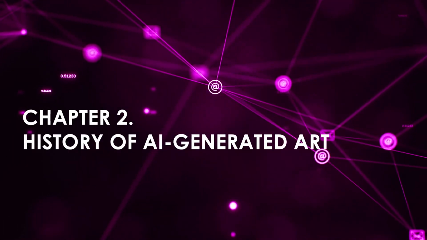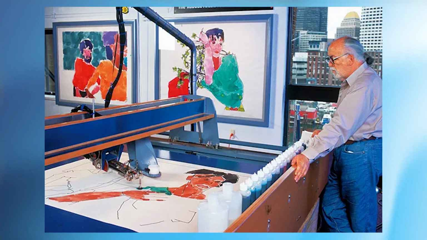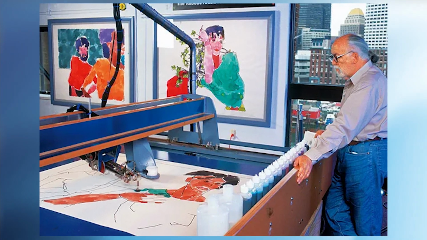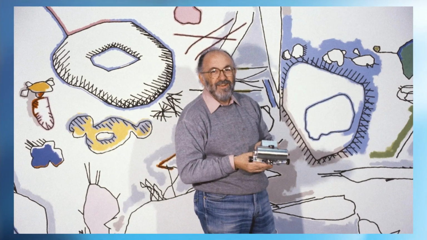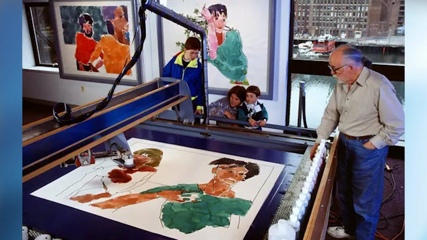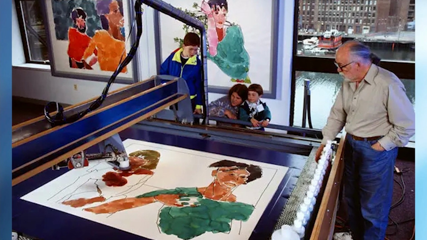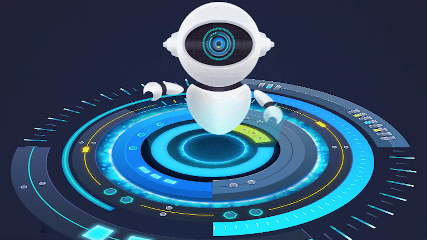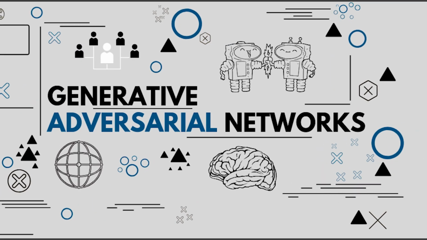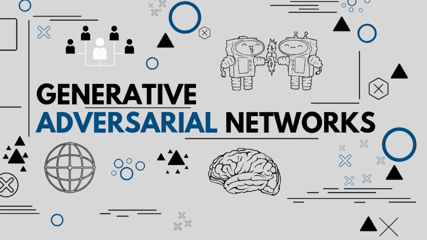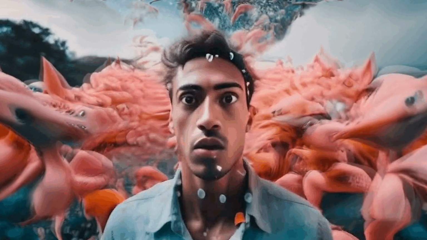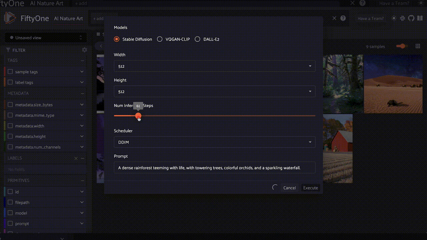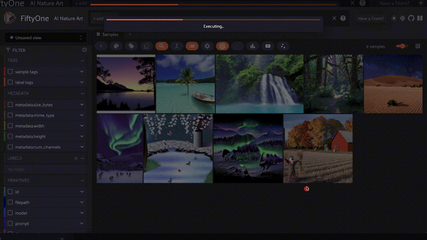Chapter number 2. History of AI-generated art. Let's travel back to 1973 when a cool guy named Harold Cohen, a computer whiz and an artist, made the very first AI art program called AARON. Fast forward 41 years to 2014, and something awesome called Generative Adversarial Networks, or GANs, were born. They weren't made just for art. Now they're like the rock stars of AI art creation.